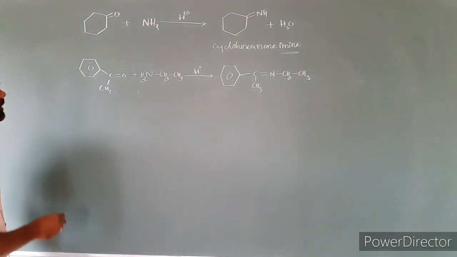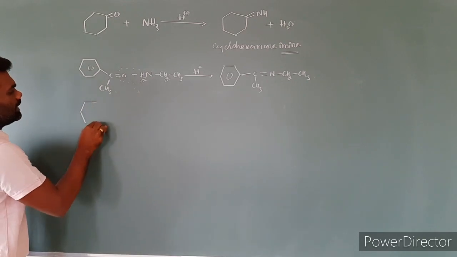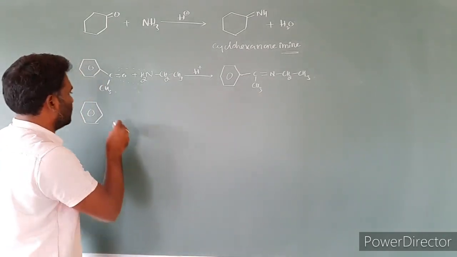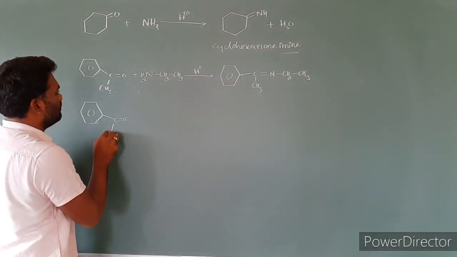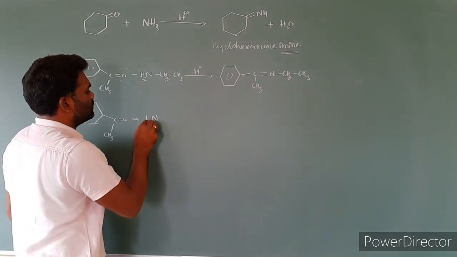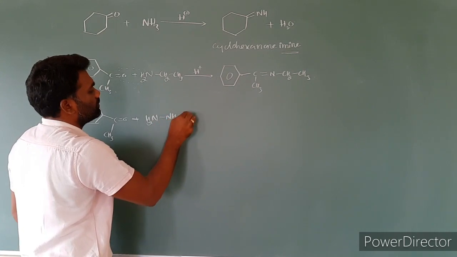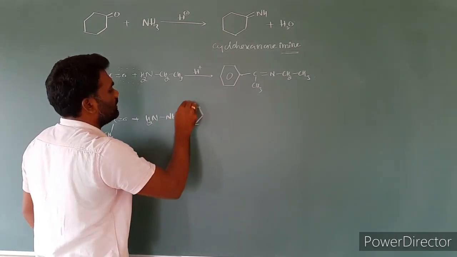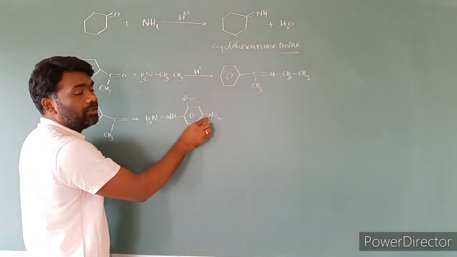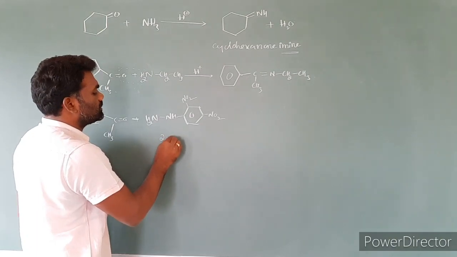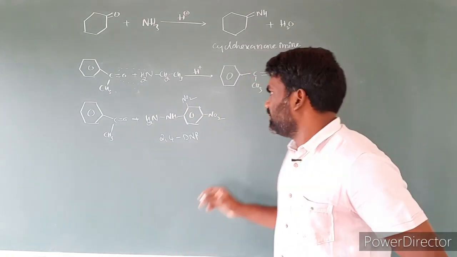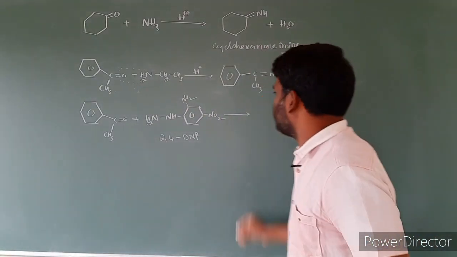I am taking one more example. Let us discuss reactions of ketones with 2,4-dinitrophenyl hydrazine, 2,4-DNP. The same reactant I am taking, C double bond O CH3, but I am changing the reagent to NH2 NH benzene ring. Upon this we have to write NO2, and here also NO2, at the second position and fourth position. This we have to call 2,4-DNP, 2,4-dinitrophenyl hydrazine. Then what is the product we can expect in this reaction?